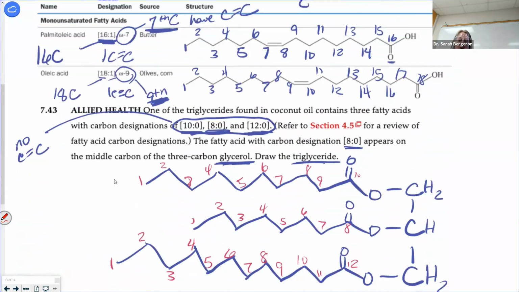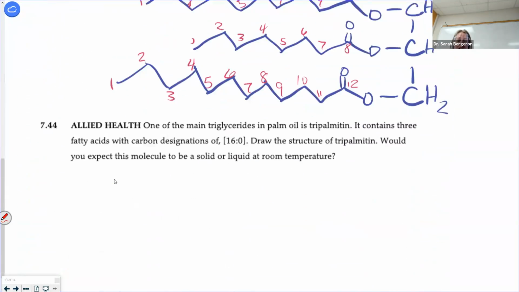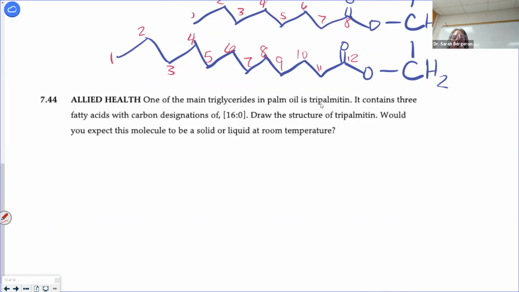Okay, so one of the main triglycerides in palm oil is tripalmitin. It contains 3 fatty acids with carbon designations of 16:0. Do we expect this molecule to be a solid or a liquid at room temperature? So what do we do? What does this 16 tell you? We have 16 carbons. How many carbon-carbon double bonds? We have no carbon-carbon double bonds.